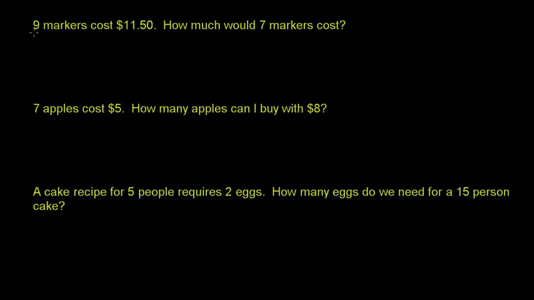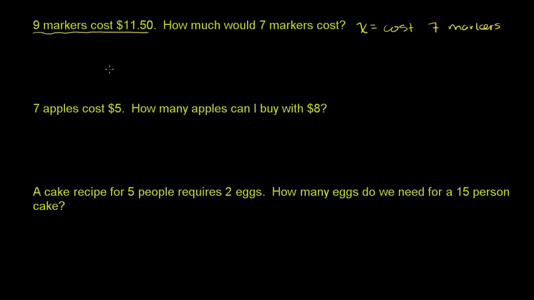So in this first problem, we have 9 markers cost $11.50. And then they ask us how much would 7 markers cost. And let's just set x to be equal to our answer. So x is equal to the cost of 7 markers. So the way to solve a problem like this is to set up 2 ratios and then set them equal to each other.